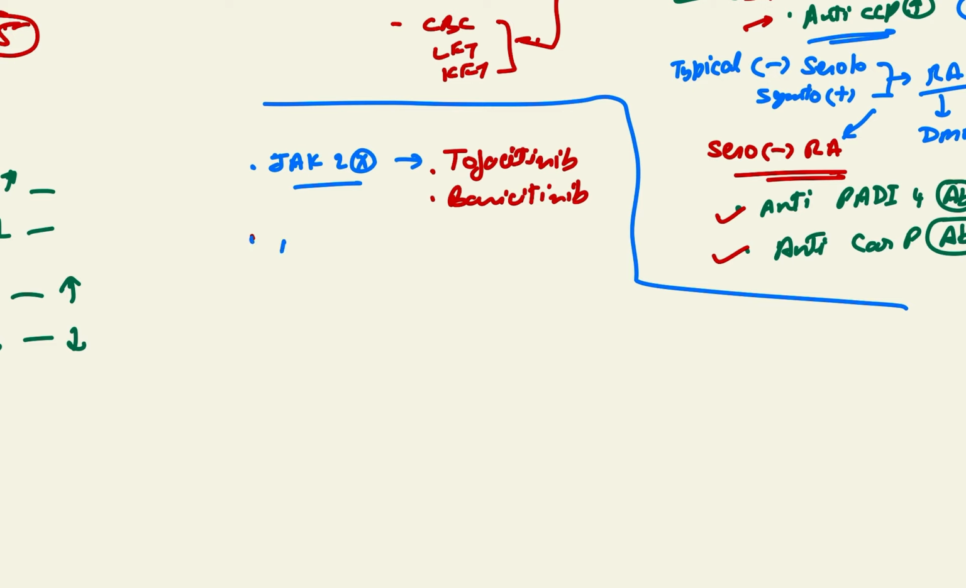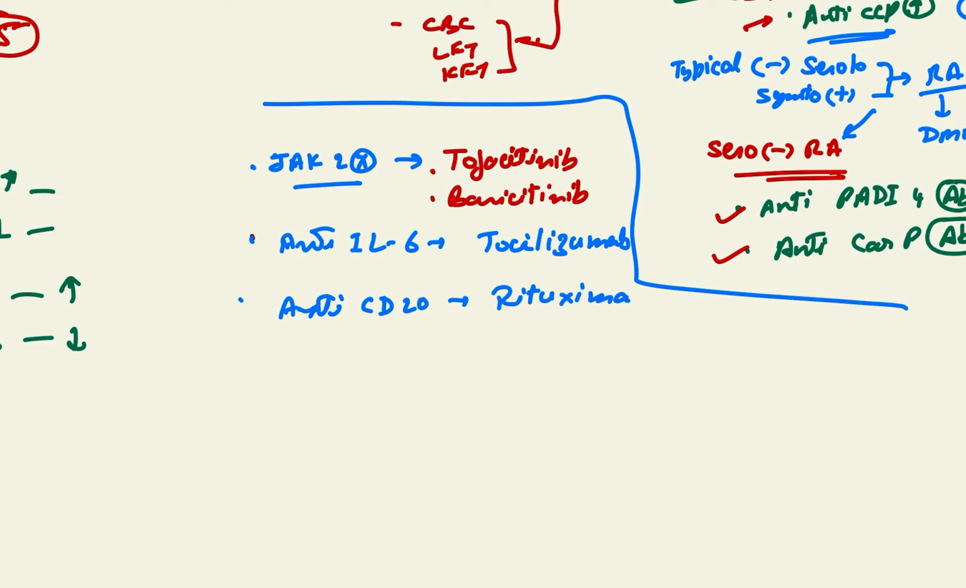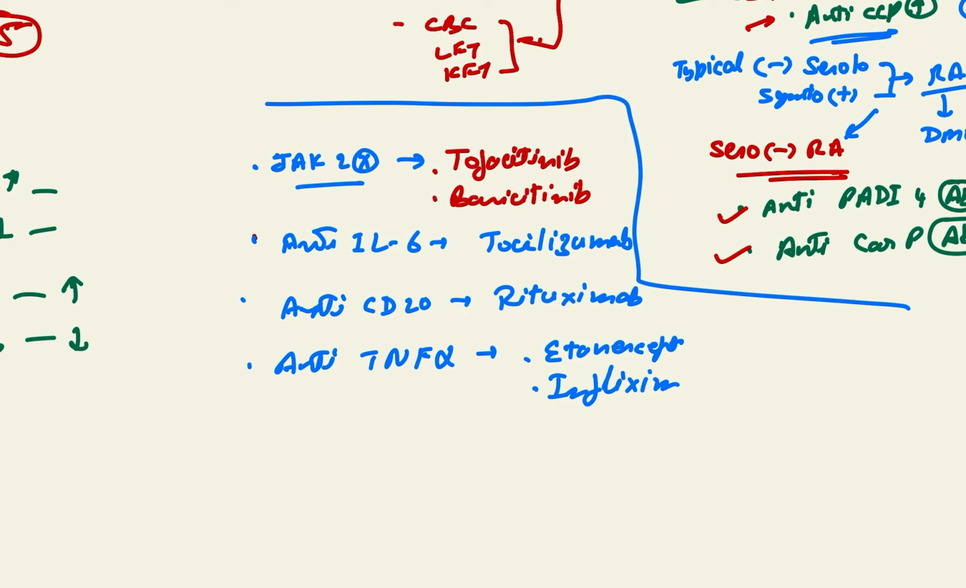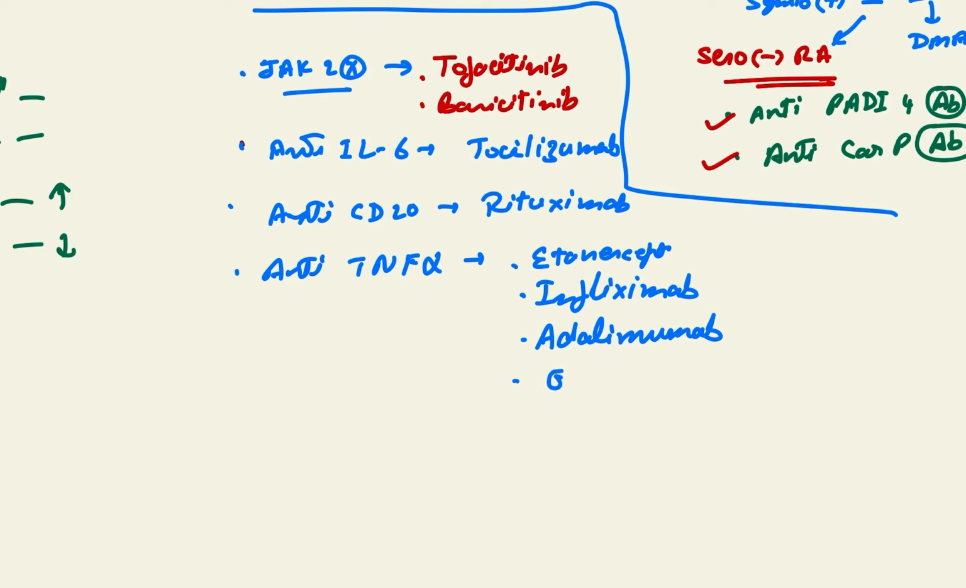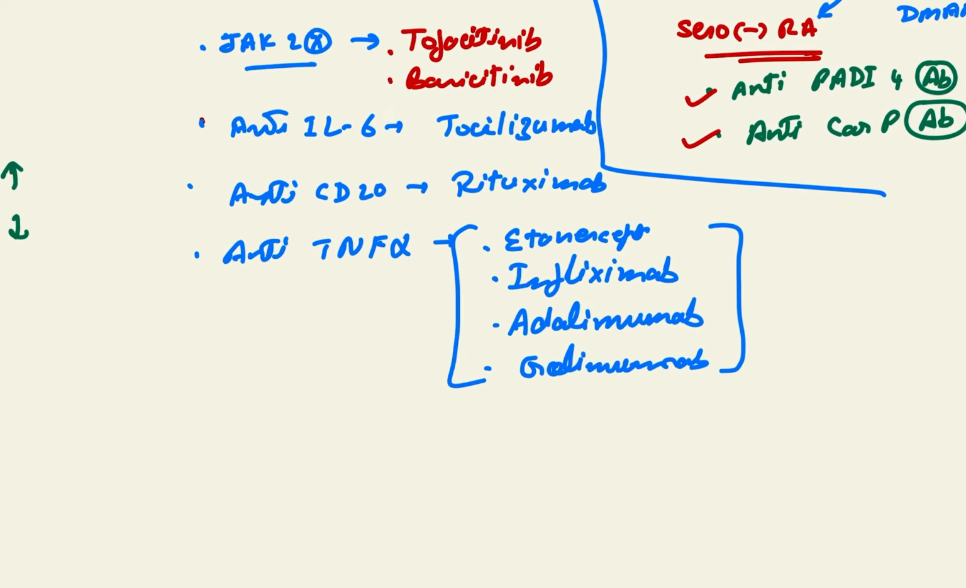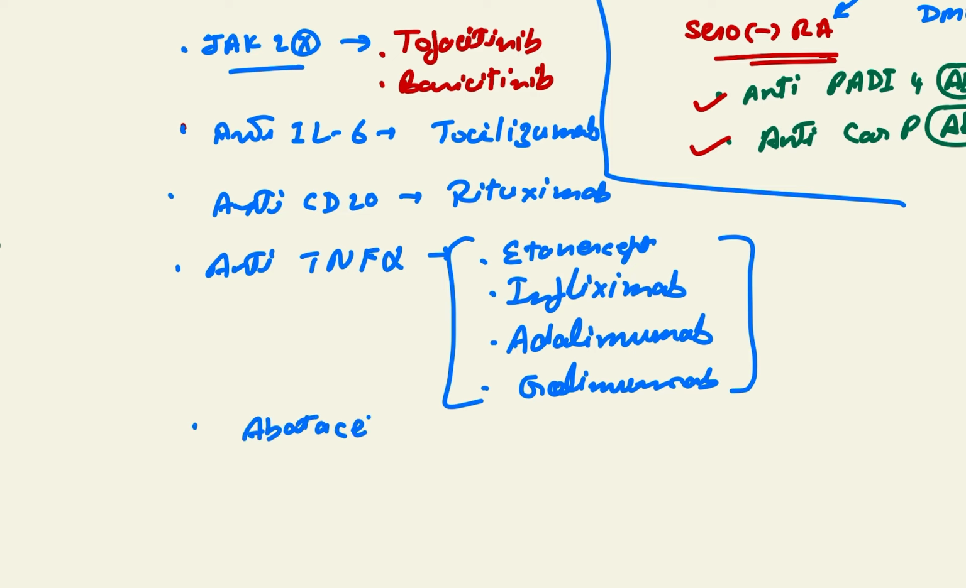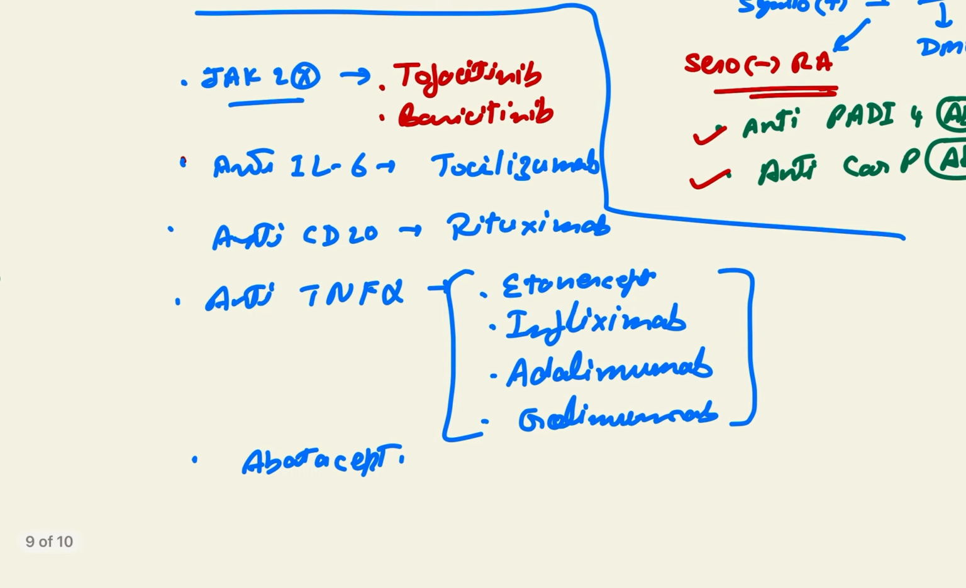The other classes of drugs which are being used are anti-IL-6, that is tocilizumab. The next class of drug that can be used is anti-CD20. Rituximab is a classical example of that. Then anti-TNF alpha drugs like etanercept, infliximab, adalimumab, and golimumab. Right, so these kind of drugs can be used. These are the latest drugs. Also abatacept can be used. So these are the recent advances in the drugs which can be used.